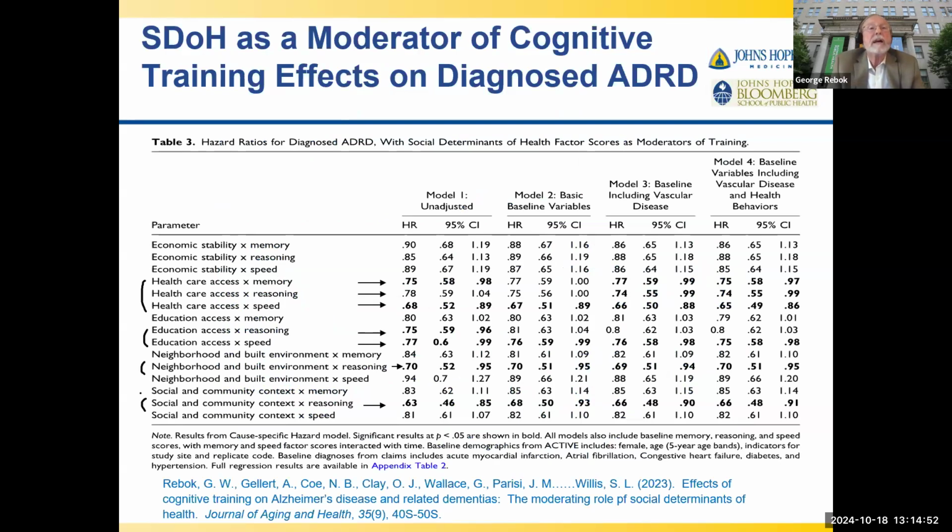And here you see a rather busy slide looking at the hazard ratios of diagnosed ADRD with social determinants of health scores as moderators of training. I'd like to draw your attention to the parentheses here and the arrows. Two main findings here: for all three of the ACTIVE interventions, memory, reasoning, speed, participants who had higher scores in healthcare access and quality fared better in terms of lower incident dementia than those who had lower scores on that variable. And similarly, for reasoning training, those who had higher education access, a better neighborhood and built environment, and a better social and community context did better in terms of lower dementia incidence than those who had lower scores on those social determinants of health.